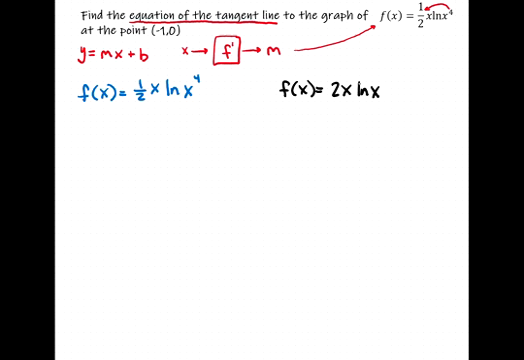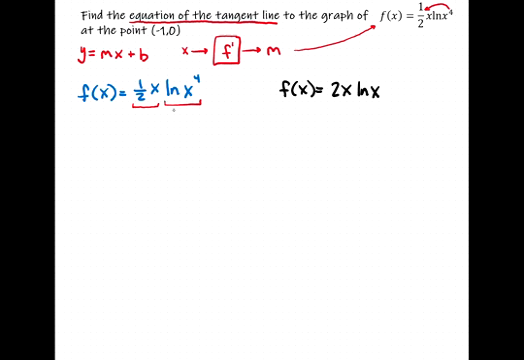Either way, we're going to get the same tangent line. There's no right way to do this problem. Let's just do it both ways. These derivatives aren't terribly time consuming. So over on the left in blue, it looks like we're going to have to apply the product rule because we have a 1/2 x times a natural log of x to the fourth.